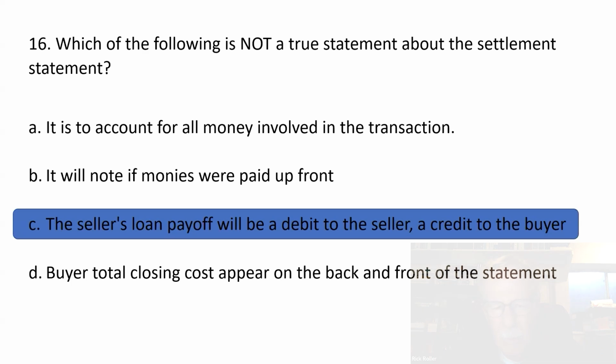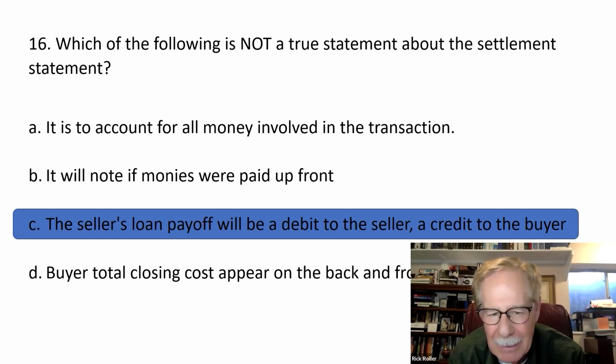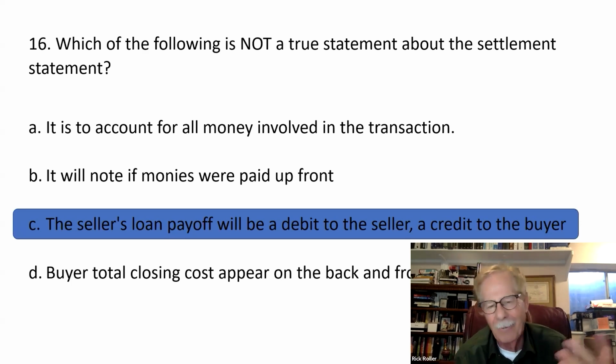B, the buyer's total closing costs appear in the back and front of the statement. Okay. Well, that is true. But the one that's not true is the seller's loan payoff will be a debit to the seller and a credit to the buyer. It is a debit to the seller, but it's not a credit to the buyer. Okay. Well, unless the buyer is the bank, I don't know.